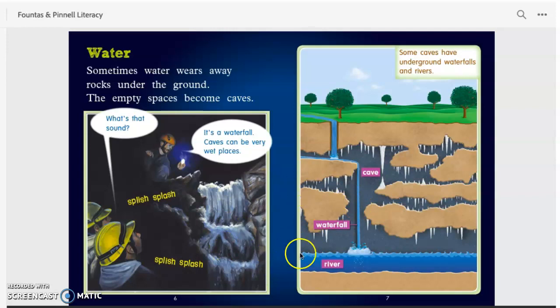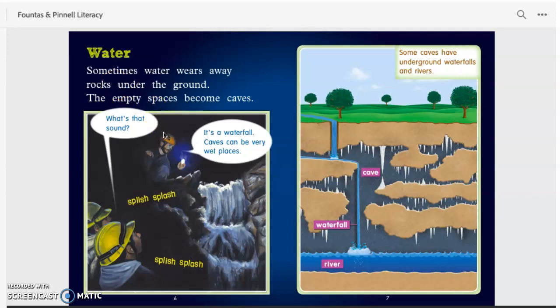Now as you look at this page, you will see another heading right here, water. And you see some words right here that are helping us know what they're hearing. These are words that help us hear things. Splish, splash, splish, splash. And over here, again, some more labels. Cave, waterfall, river. And here is a picture, kind of a diagram, to show us underneath and what it looks like.